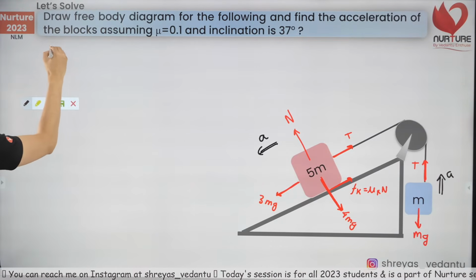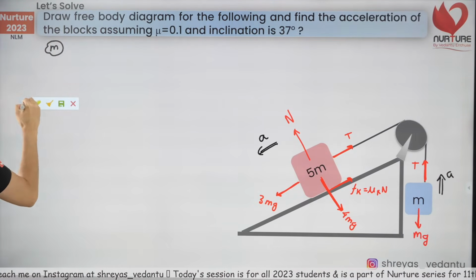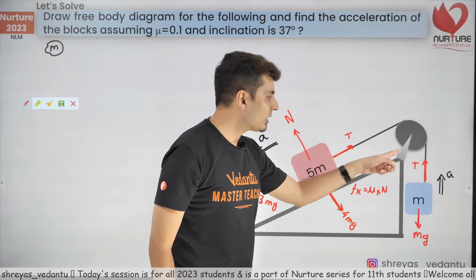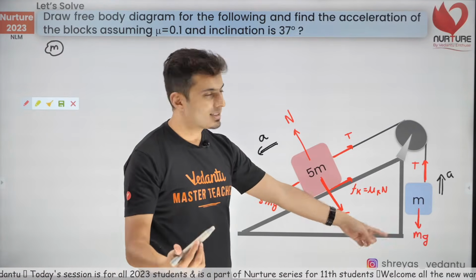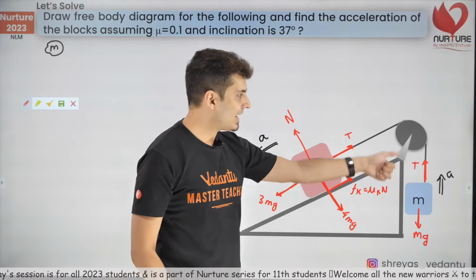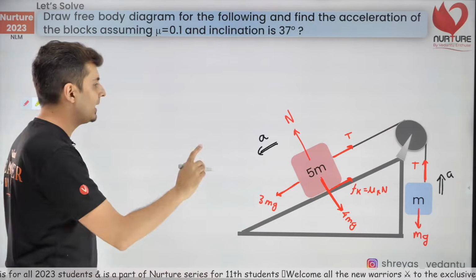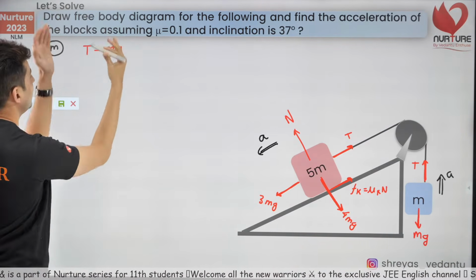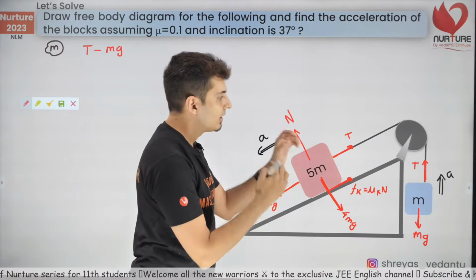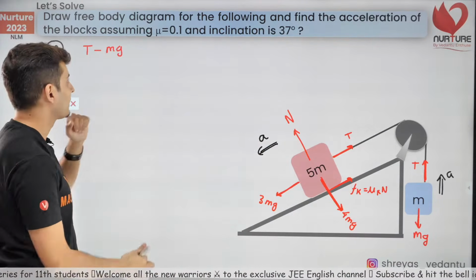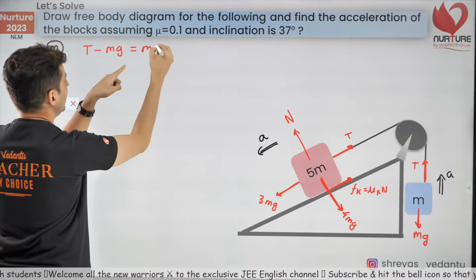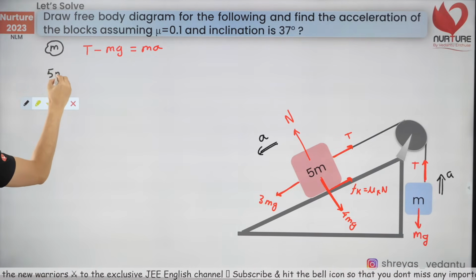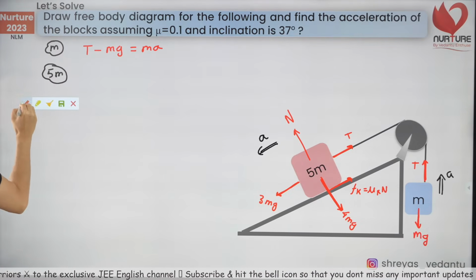For the block M, what will be your Newton's law equation? Will mg be more than T or T be more than mg? Obviously T will be more. Why? Because it is accelerating up. So what will you start by writing? You will write tension minus mg, that's the total force, LHS. T minus mg, big minus small. Total force is mass into acceleration. Fair enough?